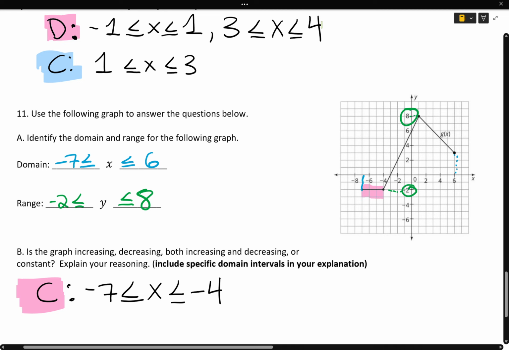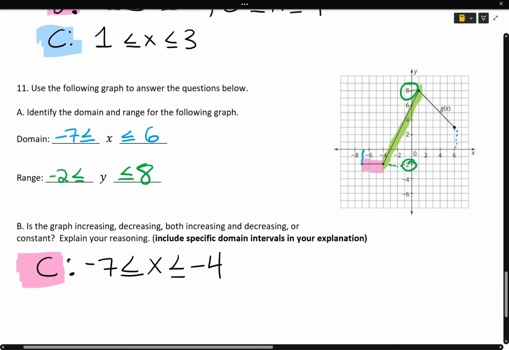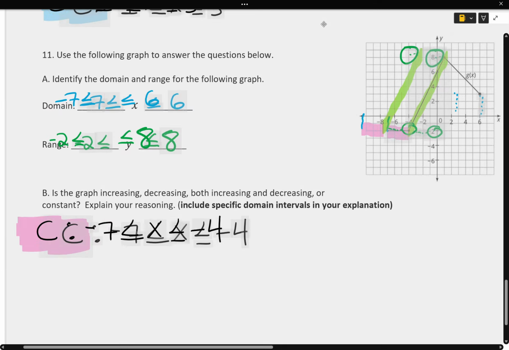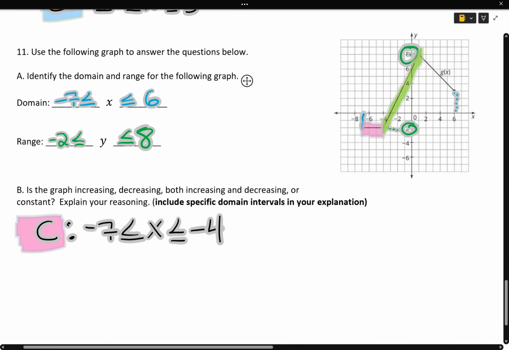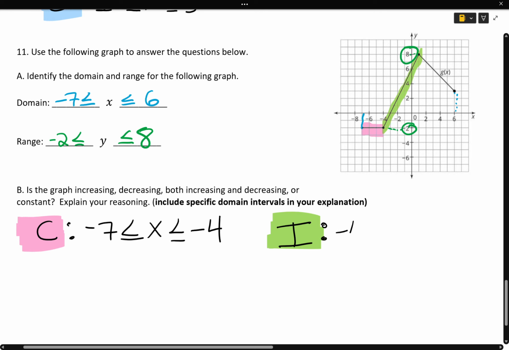Okay. The next section looks like it's going upwards. Upwards is increasing. Let's do that one more time. Increasing, I for increasing. And I'm increasing from -4 all the way, where does it go till? To 1.